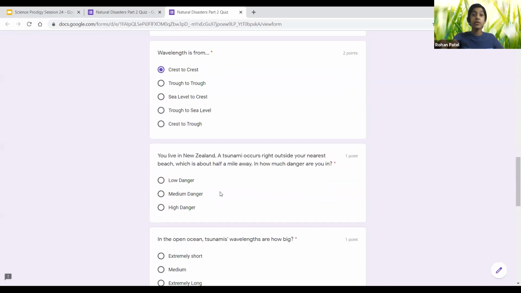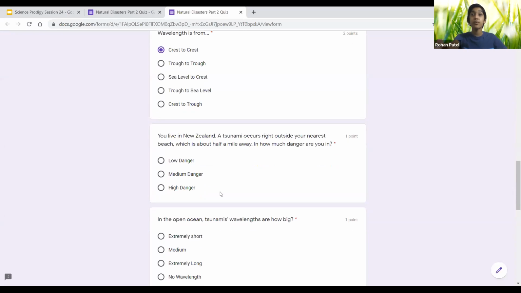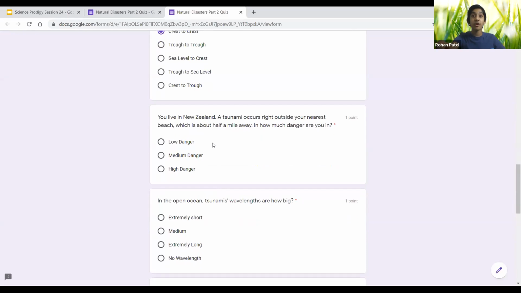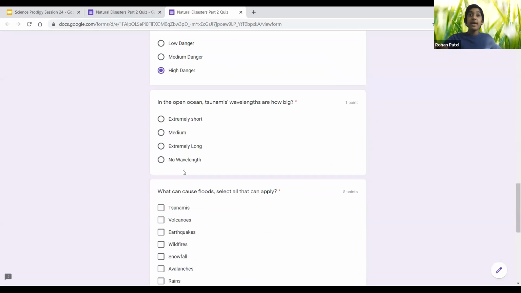And say you live in New Zealand. A tsunami occurs right outside your nearest beach, which is about half a mile away. How much danger are you in? You're in high danger because you are not only in the Ring of Fire, but tsunamis next to the beaches, right next to suburban areas, can cause very large floods, and it will cause definite damage. In the open ocean, tsunamis' wavelengths are about how big? Tsunamis' wavelengths in an open ocean are very long.